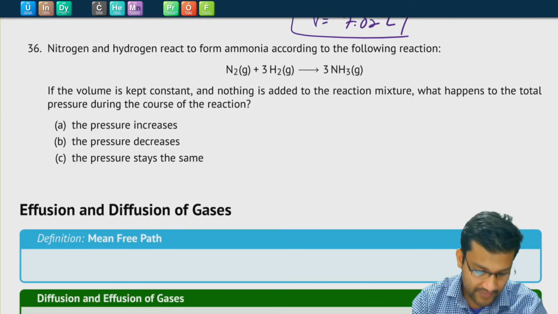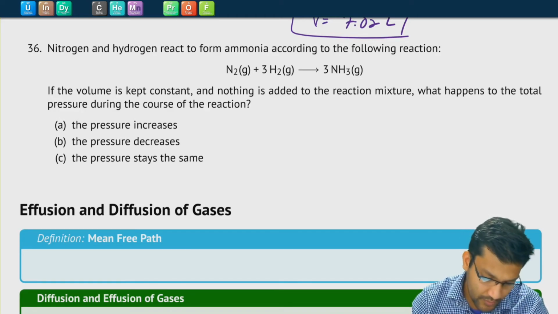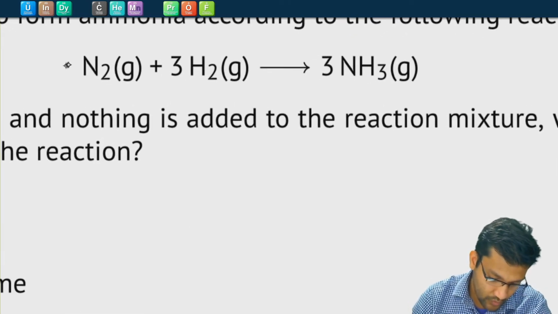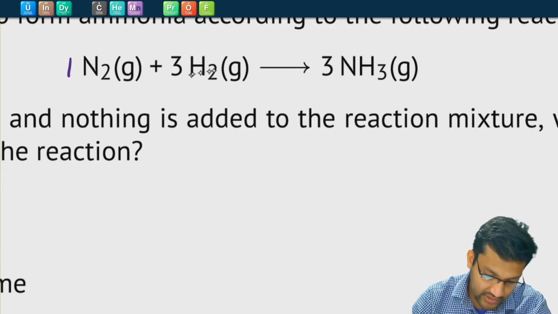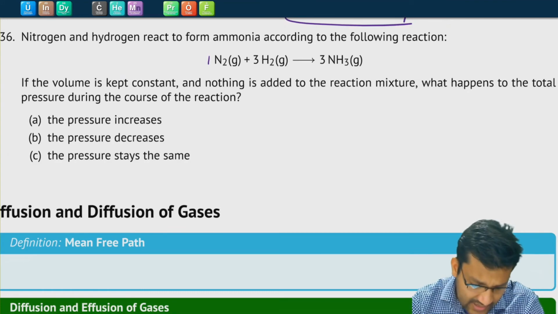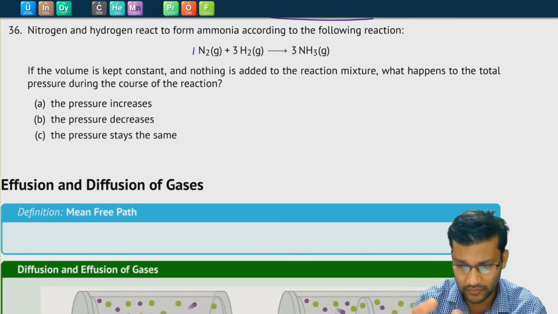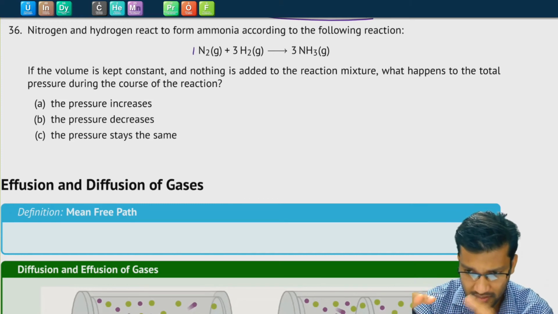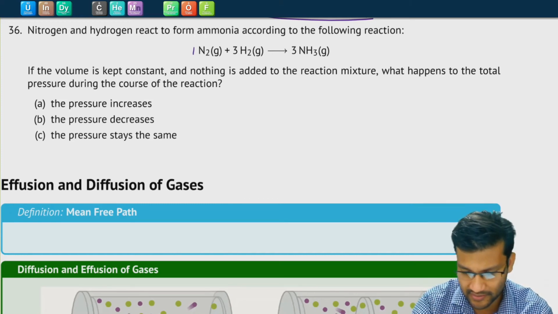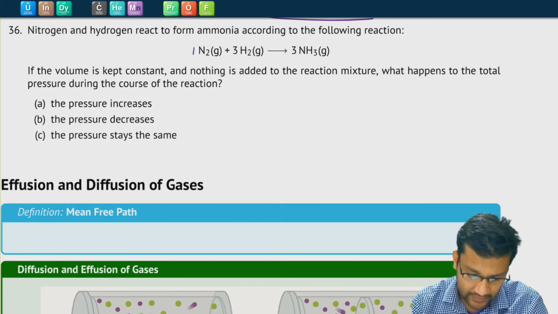All right, to close off this section, let's look at number 36, and let's think about it. We have nitrogen and hydrogen reacting to form ammonia according to this equation. 1 mole of nitrogen plus 3 moles of hydrogen to form 3 moles of ammonia gas. Now the question is saying that if we keep the volume constant, so wherever this reaction is, it's in a closed container that's not changing in size, and nothing else is added, what happens to the total pressure?